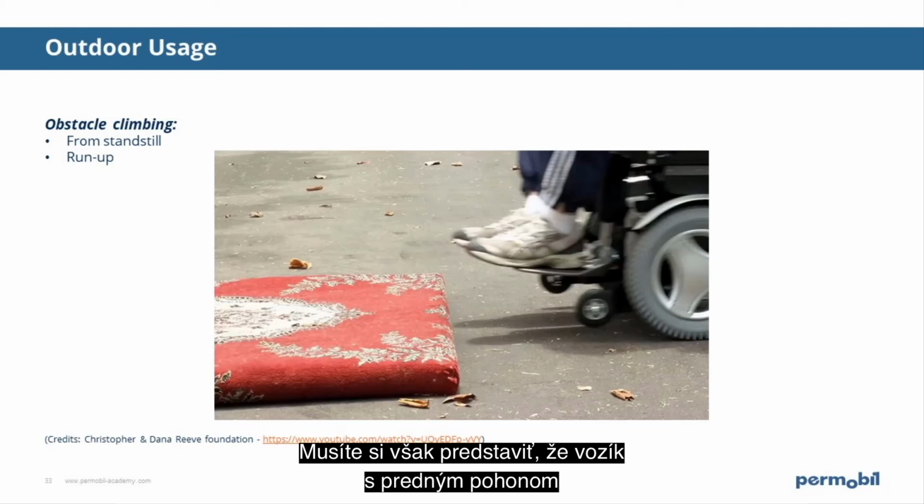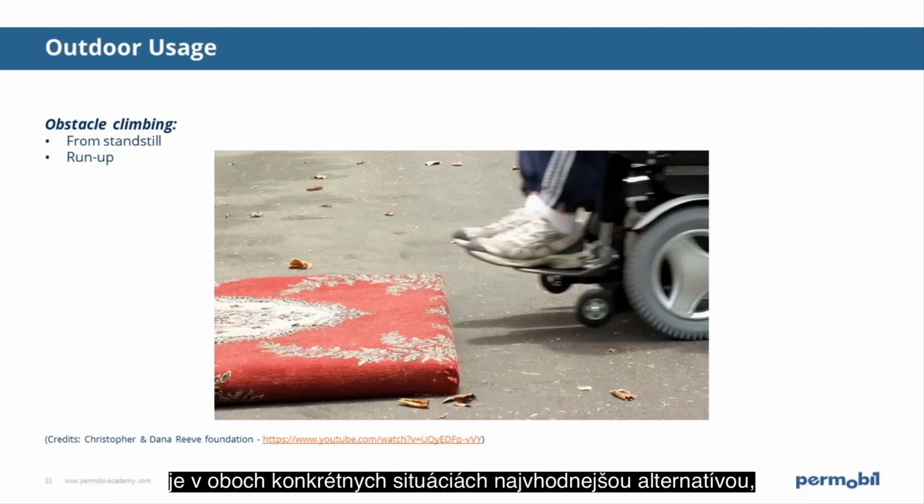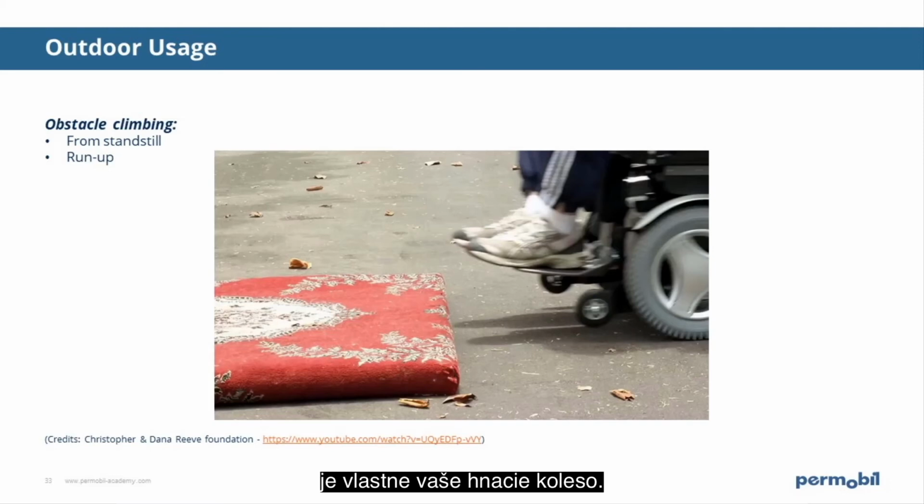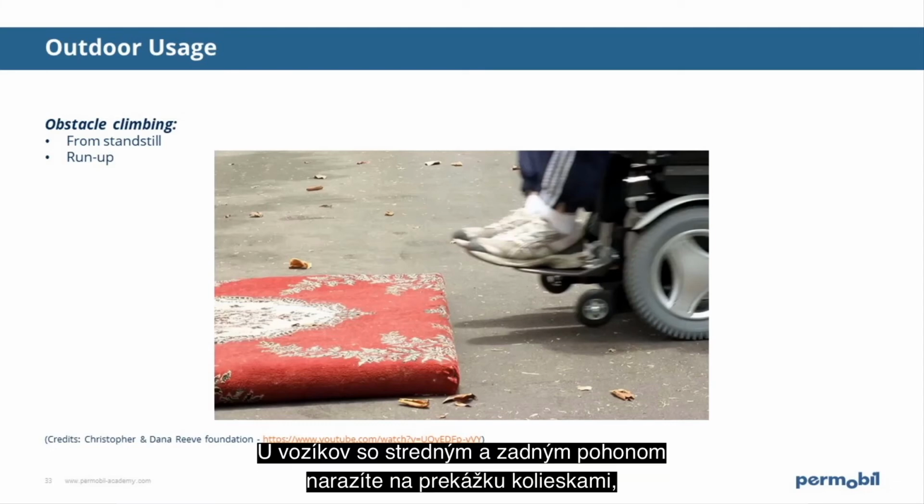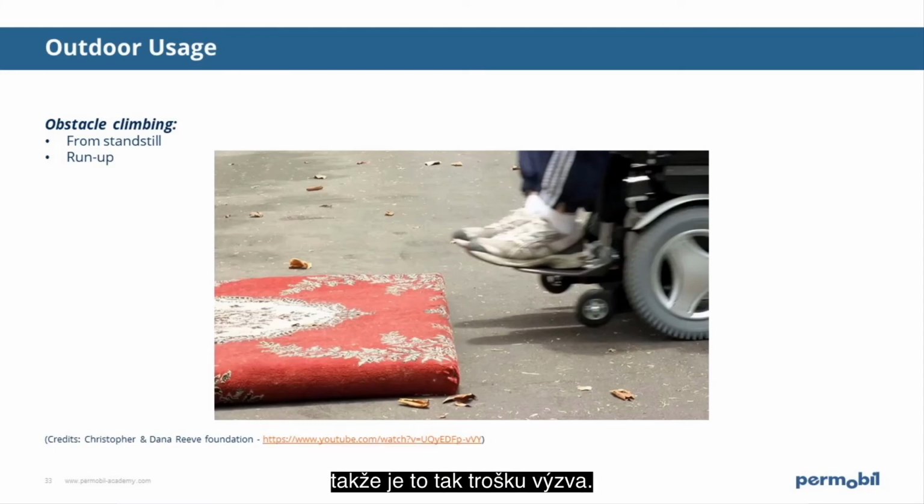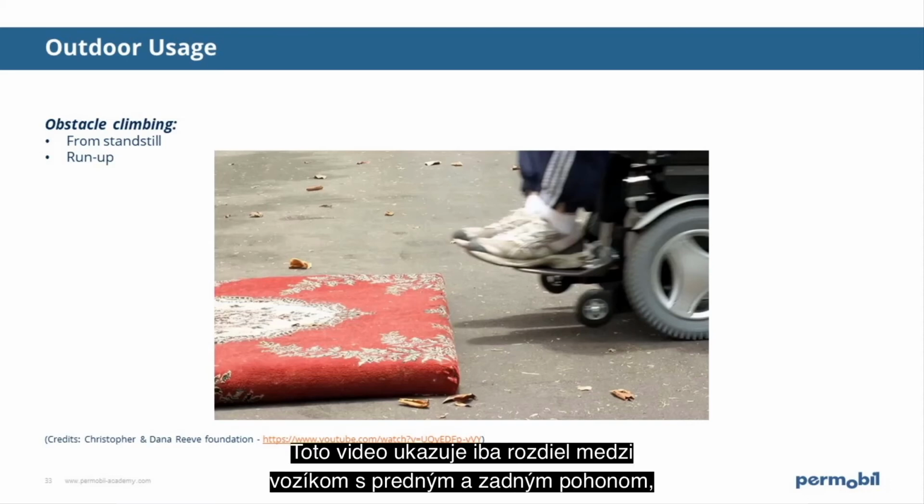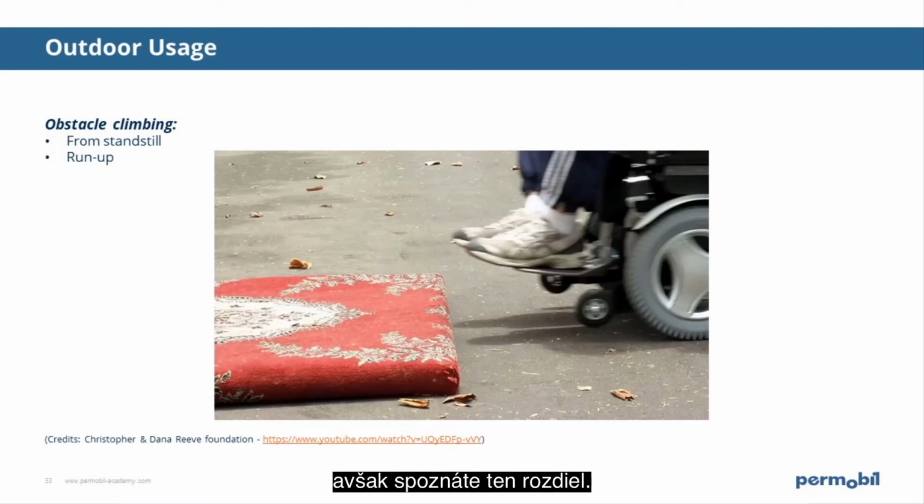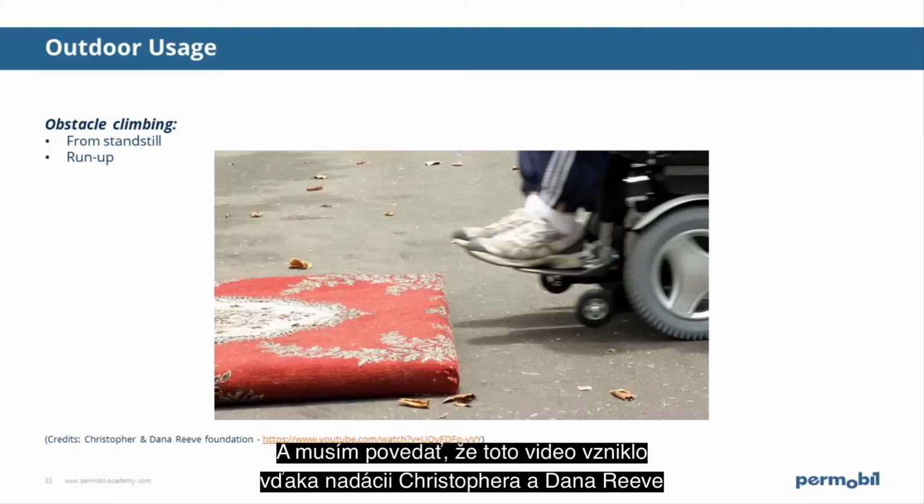You have to imagine that a front-wheel driven platform, both from a standstill and with a run-up, is the most convenient platform, because the first wheel hitting the curbstone is your drive wheel. So that wheel has enough power to conquer the obstacle. With a mid-wheel and a rear-wheel platform, the caster wheels hit the curbstone first, so it's a bit more challenging. This video only shows a front-wheel driven platform and a rear-wheel driven platform, but it shows the differences. I have to mention that this is a video with credits from the Christopher and Dana Reeve Foundation.